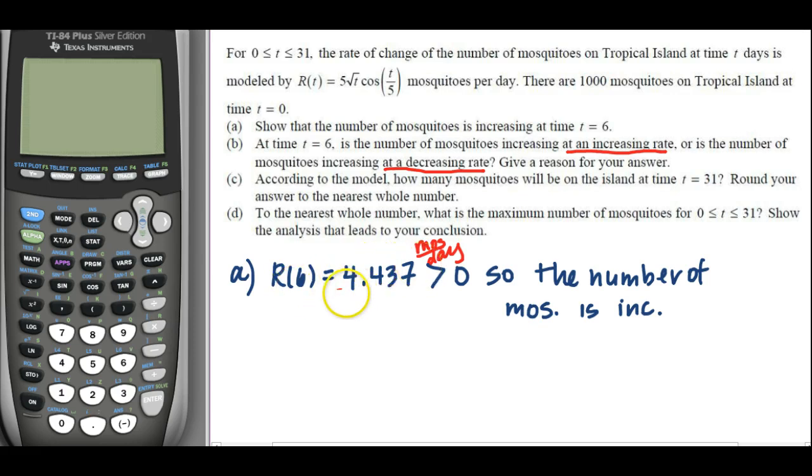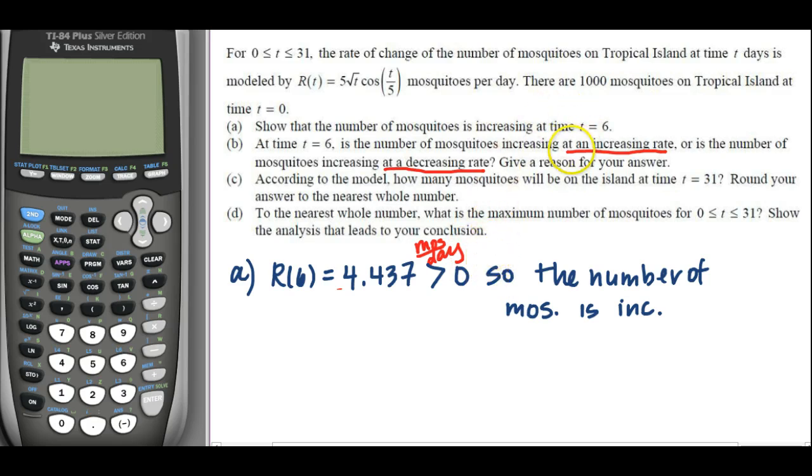So the rate of change is decreasing. The number of mosquitoes on the island is still getting bigger, but it's getting bigger at a decreasing rate. So, in other words, from one day to the next, more mosquitoes are still going onto the island, but not as quickly. So either the number of mosquitoes we're adding is going up every day, or the number of mosquitoes we're adding is going down every day. That's the question we're asking.